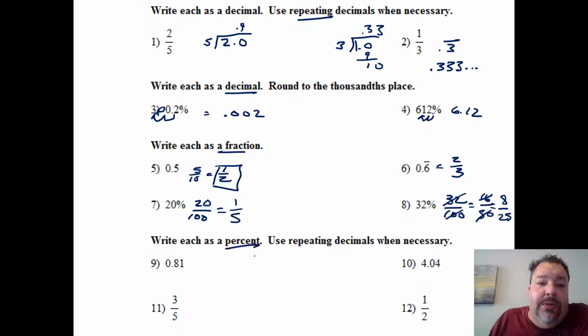The last set here we're going to write as a percent. And it says use repeating decimals when necessary. So here, this is a decimal. We want to write it as a percent. We're going to move the decimal 2 places to the right. Becomes 81, and then make sure to add on that percent sign.